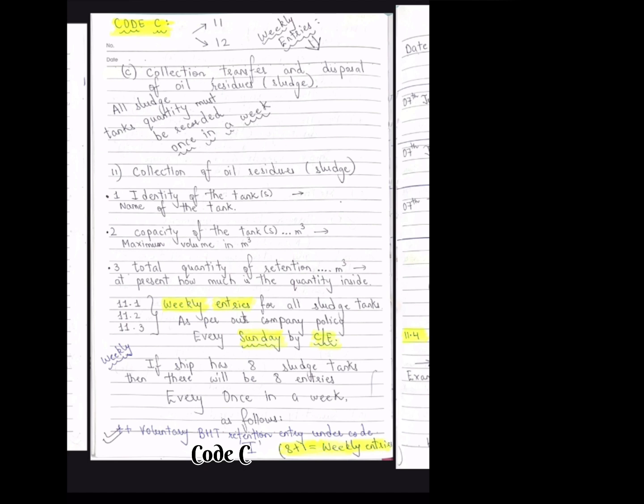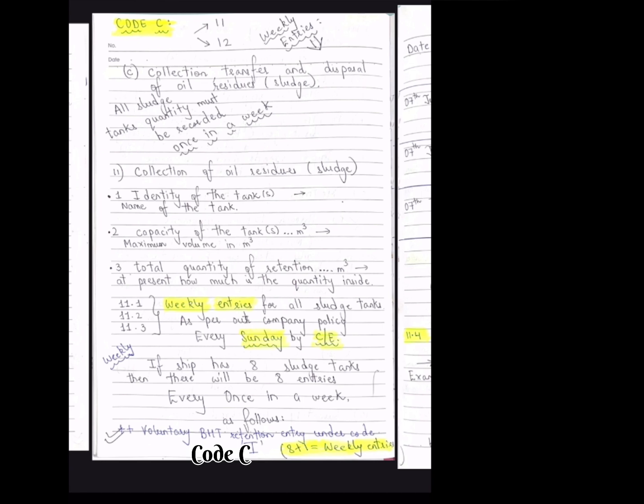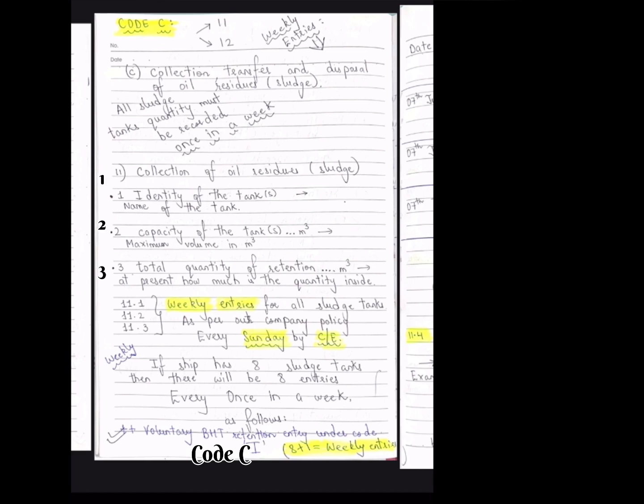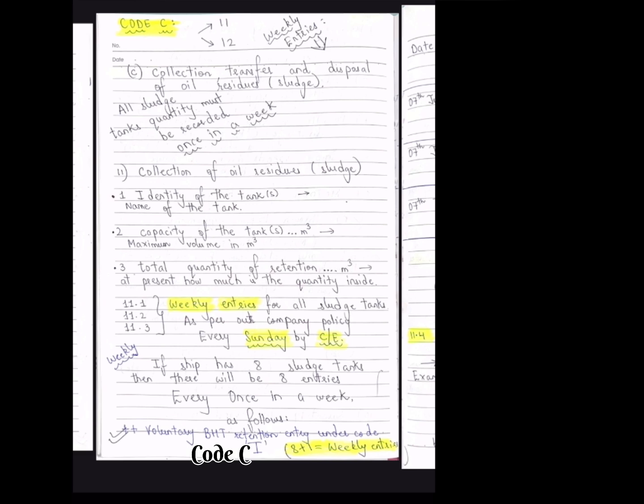This is an important code from the examination point of view. Many questions come asking what the weekly entries to be made in the oil record book are. It has to be reported in the format of 11.1, that is identity of the tank, 11.2, capacity of the tank in meter cube, and 11.3, that is the total quantity of retention in meter cube.